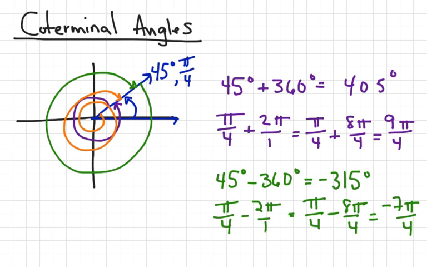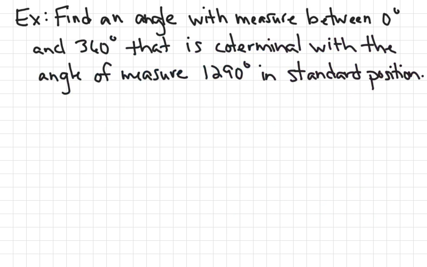I could have gone clockwise 3 times. So there's an infinite number of answers to this problem. The simplest way to find a coterminal angle is to either add or subtract 360 degrees or 2 pi radians.